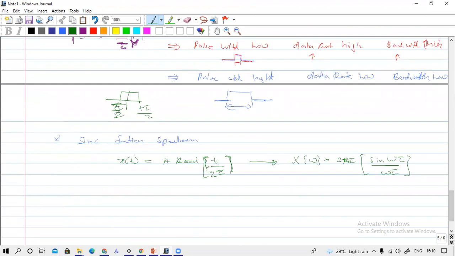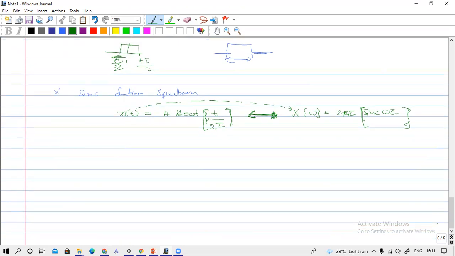So if we get the Fourier transform of this x(t), we will have the Fourier spectrum as 2A tau sine omega tau by omega tau. Instead of sine omega tau by omega tau, we can say sinc omega tau. Okay, correct. So we have this Fourier transform pair. And also if you get the inverse Fourier transform of this 2A tau sinc omega tau, you will get this rectangle pulse again. So this is one Fourier transform pair.